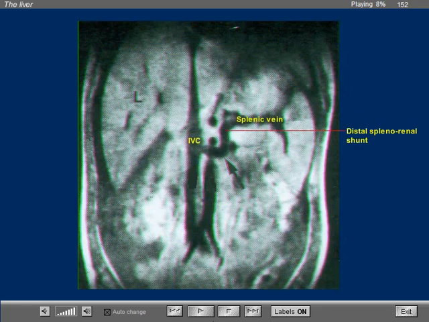One elegant way of showing the patency of a splenorenal shunt is to obtain coronal MRI studies, and in this case one can see that the splenic vein is connected to the left renal vein, and these two vessels are patent.